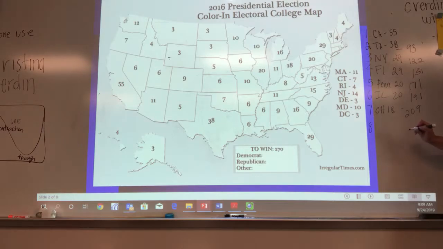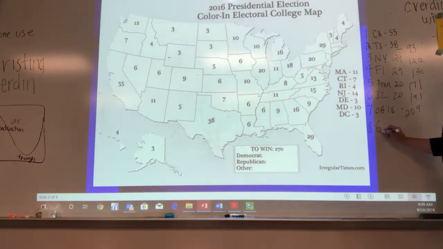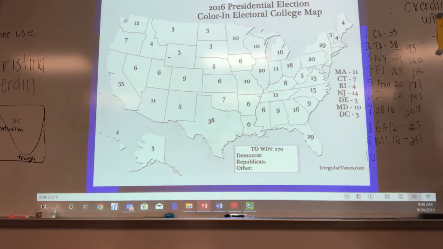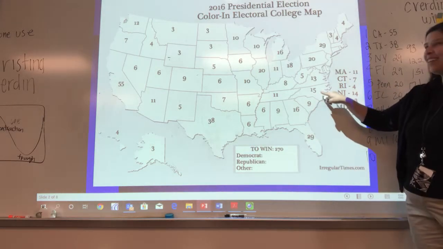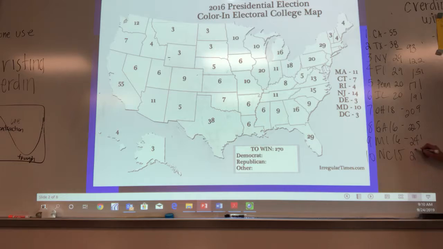So after 18, well, Georgia or Michigan. Okay, so I'm gonna put Georgia first. That is 16, 225. And then I'm gonna put Michigan, which is 16. 241. Where do I go next? North Carolina. I know my states. What does that give us? 256. Oh, it's so close.